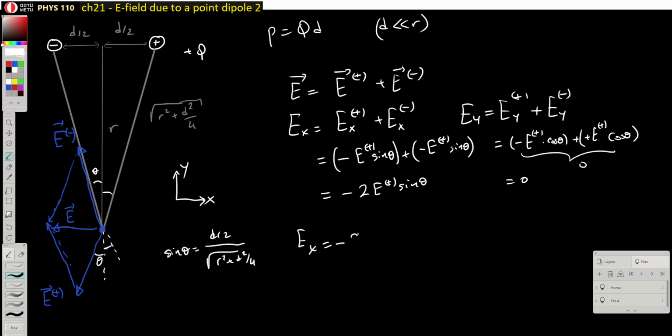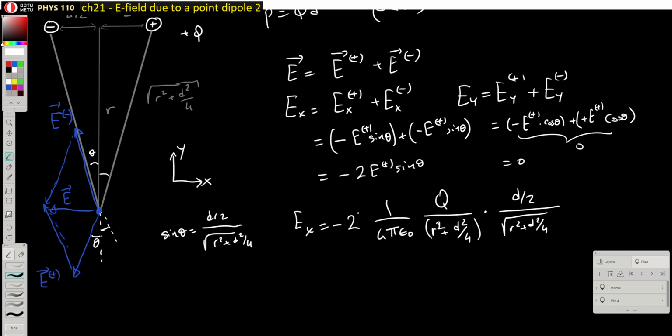So Ex is minus 2 times E plus, which is the magnitude of the electric field produced by one of the charges. That's q divided by 4 pi epsilon 0 times r squared plus d squared over 4. And then I need to multiply this by sine theta, which is d over 2 divided by the square root of r squared plus d squared over 4. So that's the exact expression. Let's continue with it. The first thing that I notice is that I still have the q times d multiplication in the numerator, so I just replace this with the dipole moment. So Ex is minus 1 over 4 pi epsilon 0 times the dipole moment, p, divided by r squared plus d squared over 4 to the power 3 over 2.